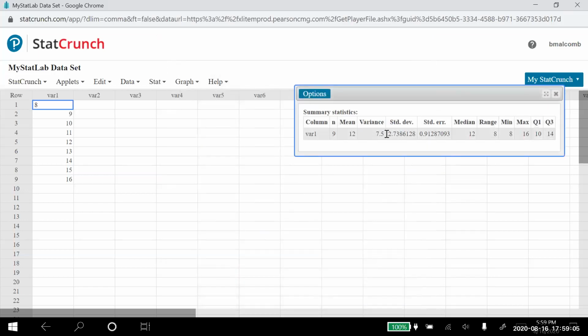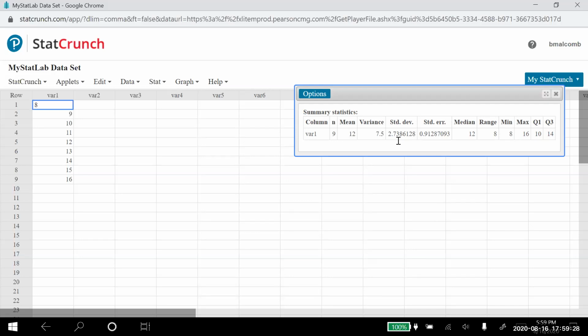So it gave me a bunch of things. Notice over here, it did give me the range. So the high minus the low. Let's see. The high was 16 minus 8. 16 minus 8 is 8. Oh, yeah, that's the range. But it gave me the standard deviation. Oh, 2.7. Now, remember, this isn't the same data we just used. So it's just completely different numbers.